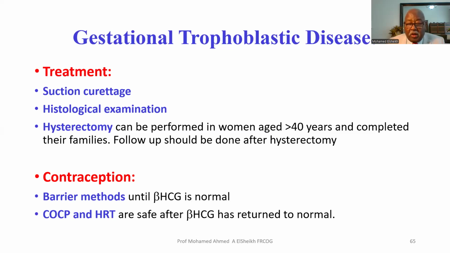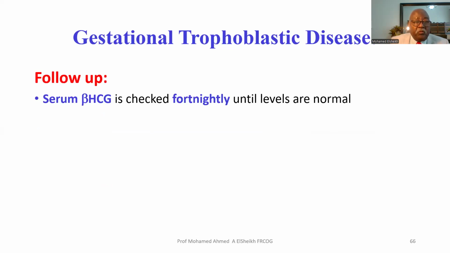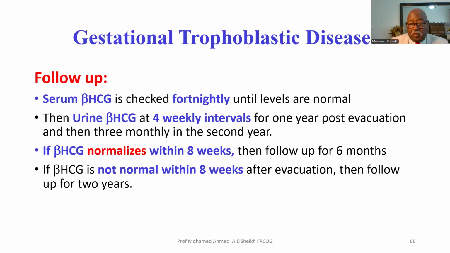After the beta HCG has returned to normal, it is safe to use the combined oral contraceptive pill, and in ladies over 40 nearing or reaching the menopause, she could have hormonal replacement therapy. Safe to be used. This is the contraception. Follow-up is important after suction evacuation or after hysterectomy, in both situations. Follow-up is by serum beta HCG, to be done every 2 weeks until it is normal.